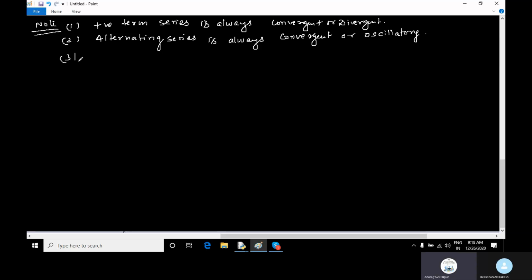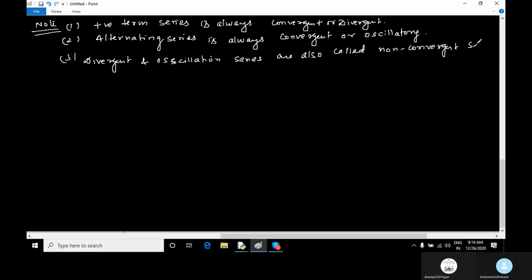So consider if any series is given which is divergent or oscillating, then divergent and oscillating series are also called non-convergent series. Getting here? Yes. Keep this in mind. If you don't understand this, that's also fine, because we'll see the problems, then we'll come to the conclusion about what is going on. Okay.